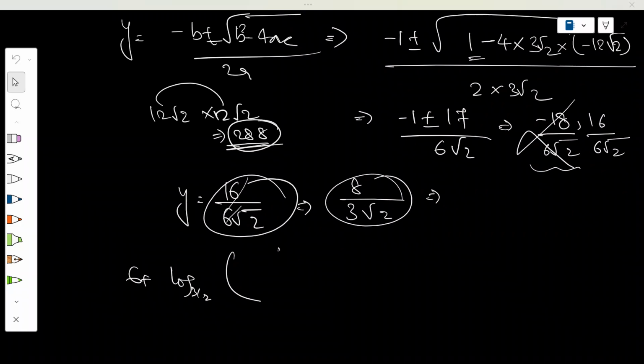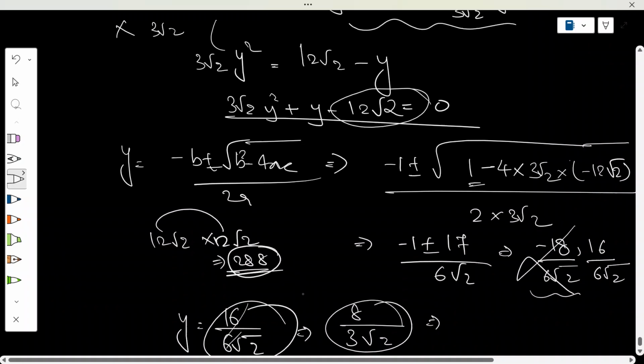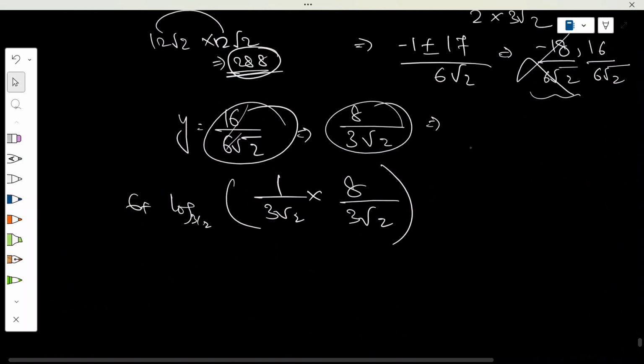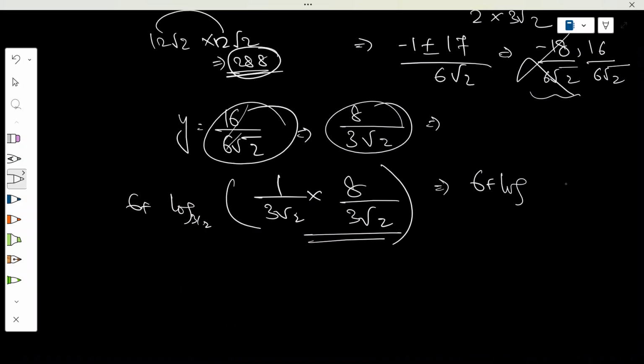So here we have the number 3 root 2. We have to multiply by 8 upon 3 root 2. So we will get the number as 6 plus log of, inside the log we have the value as 8 divided by 9 times 2, which is 4 by 9.